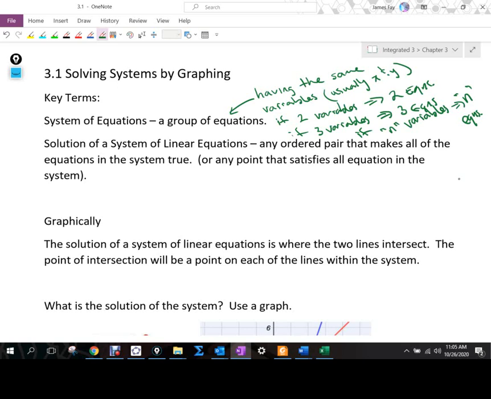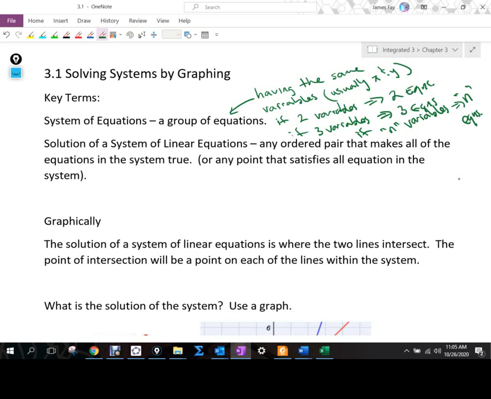Time consuming. A solution of a system of linear equations is any ordered pair that makes all of the equations in the system true, or satisfies all the equations. It's any point that satisfies all equations in the system.